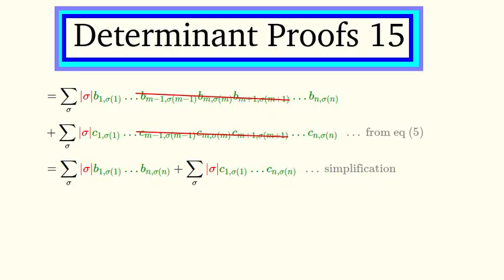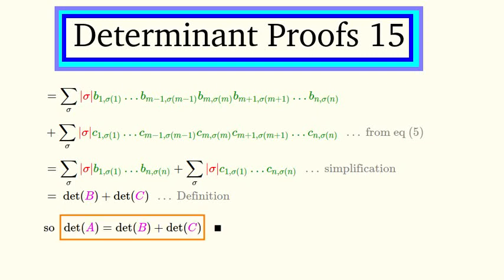So I'll just scroll the screen up again here. And these terms are equal to the determinants of B and C by definition, so now we've proven this theorem fairly easily. And I'll just put the result that we've proven in a box like this. So that's it, we've proven this theorem.